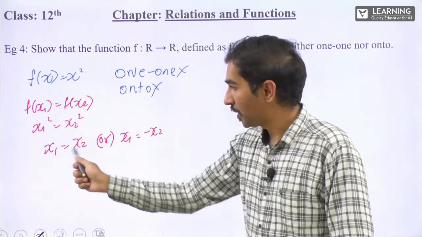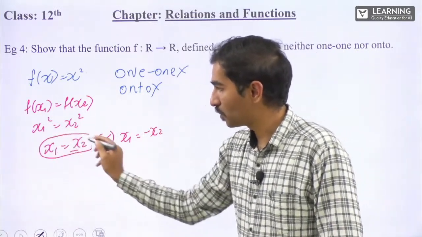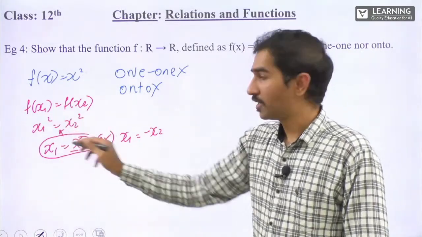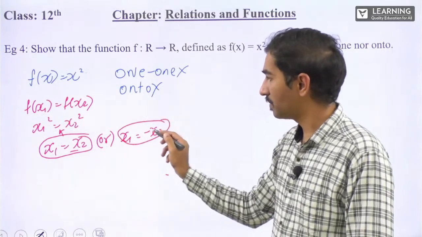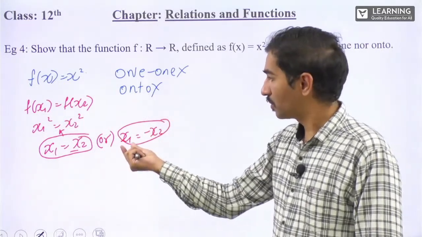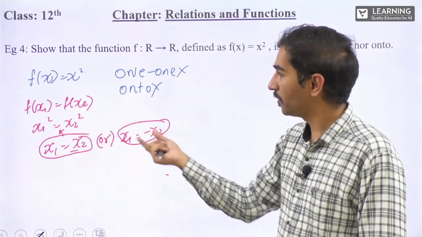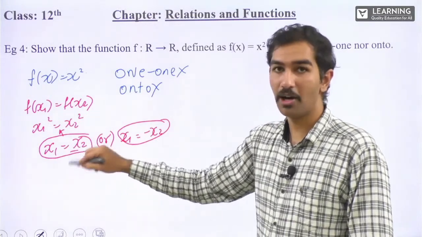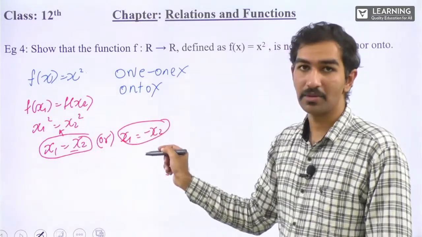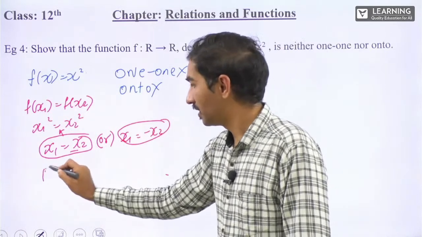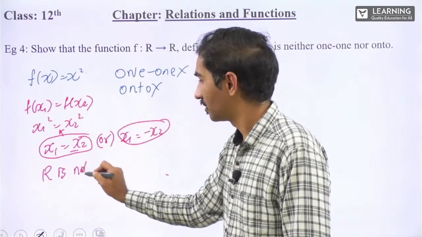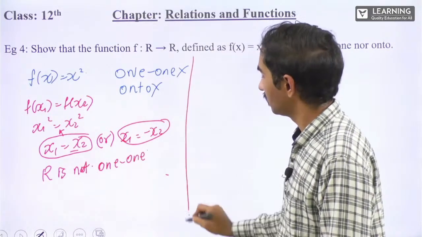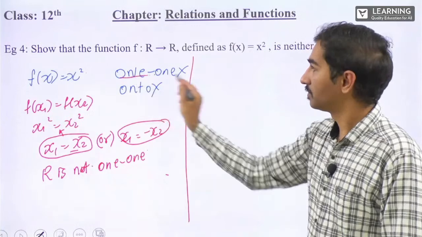Correct? So now square on both the sides. So this one, if you square on both the sides, you'll be getting this one, right? Correct? So x1 square, x2 square. So this also you square on both the sides. x1 is equal to minus x2. So the square will give you x1 square, this square will give you x2 square only. But it is not equal to each other, right? So x1 is equal to x2 here, or x1 is also equal to minus x2. Therefore, what can we tell you, students? The given relation is not 1 1 function. Okay, so this is done.